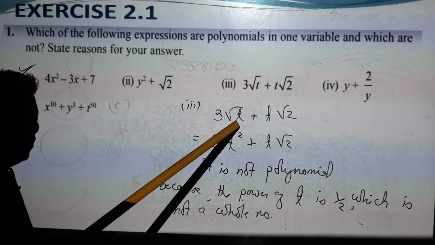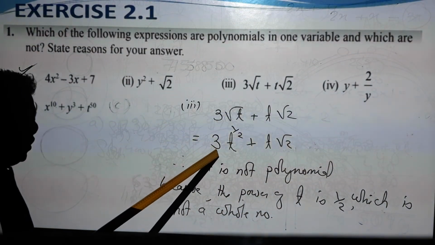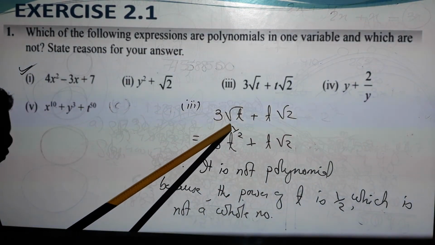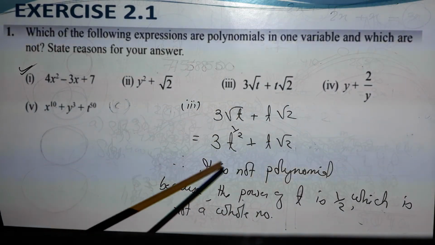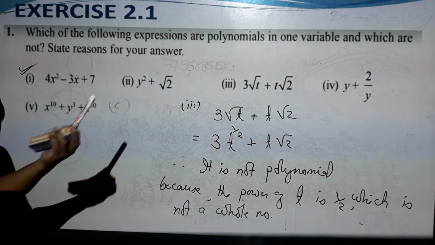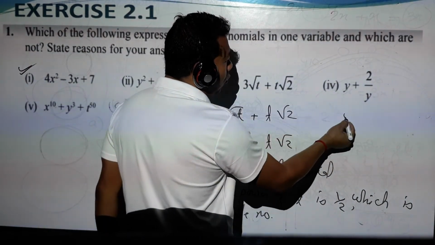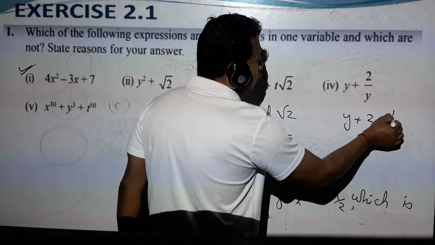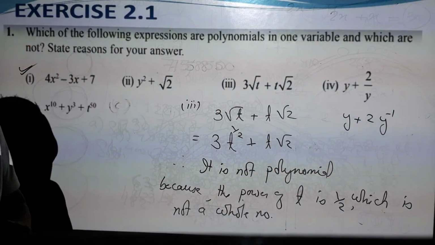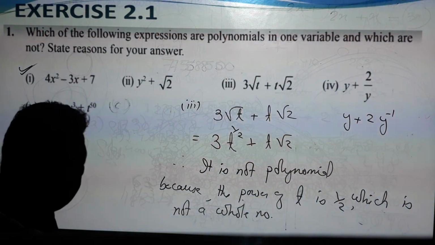Here 3 root t plus t root 2, when you express it in exponential form, is 3 t to the power half plus t root 2. Here the power of t is half, which is not a whole number. Therefore, this is not a polynomial in one variable. In the same way, number 4: y plus 2 y to the power minus 1. When you bring y upside, you get a power of minus 1. So this is not a polynomial because the power of y is minus 1, which is not a whole number.